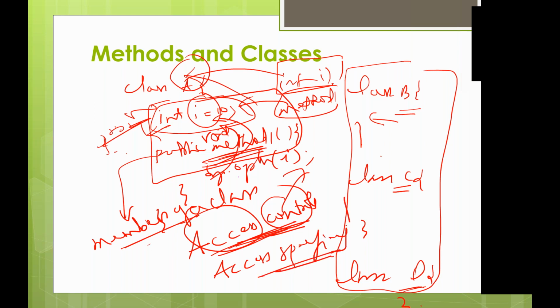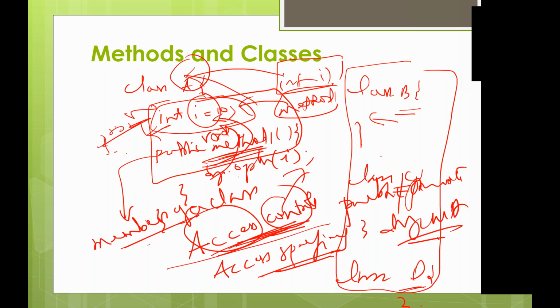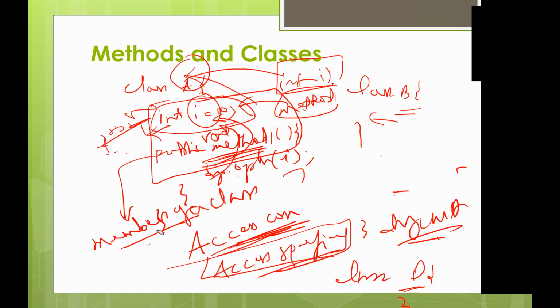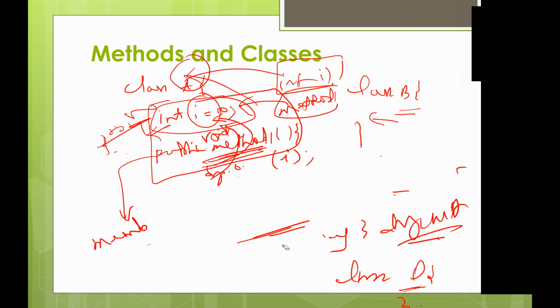Access specifiers. Till now we have seen public and private, and in some places I think we have used default also. So what are access specifiers? Why do we use access specifiers? To control the access.